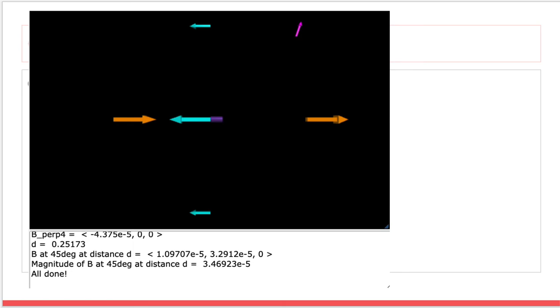It found that the B at a 45 degree angle was 1.01 e to the -5, 3.29 e to the -5, 0, and this created a total magnitude of 3.469, which is notably below the experimental value.